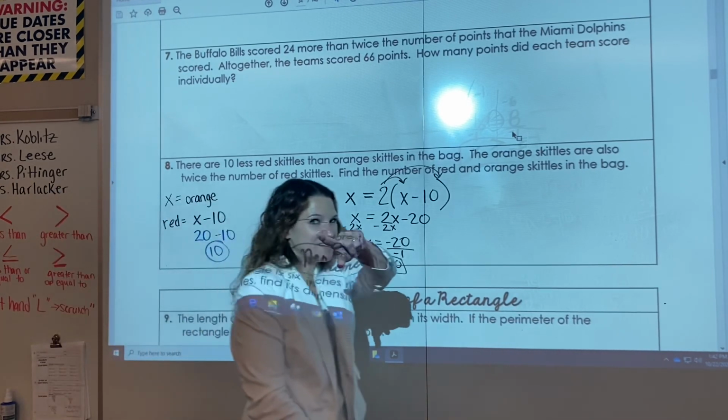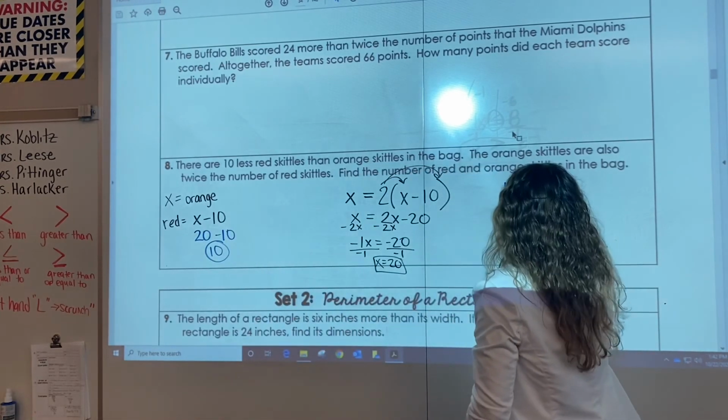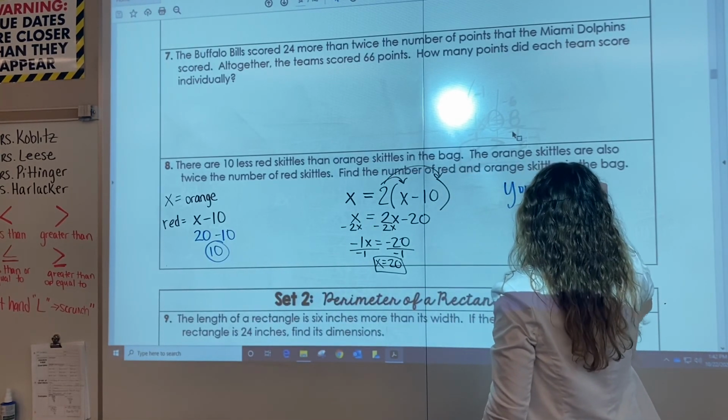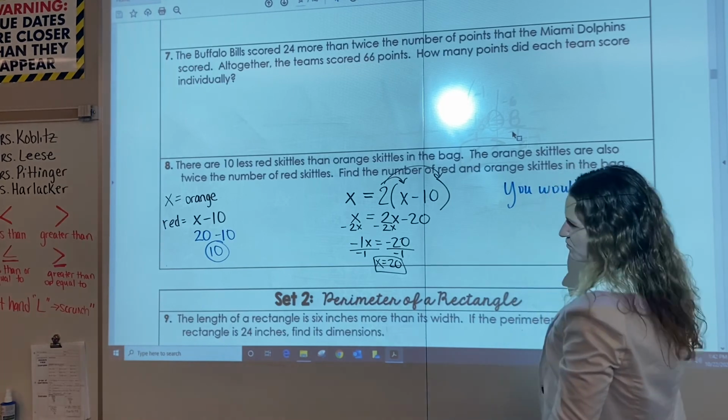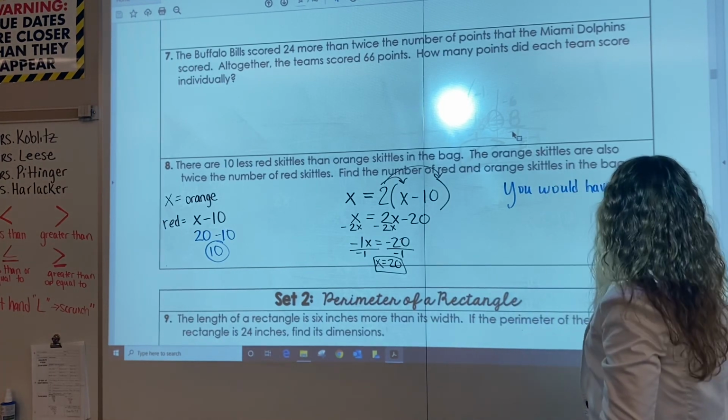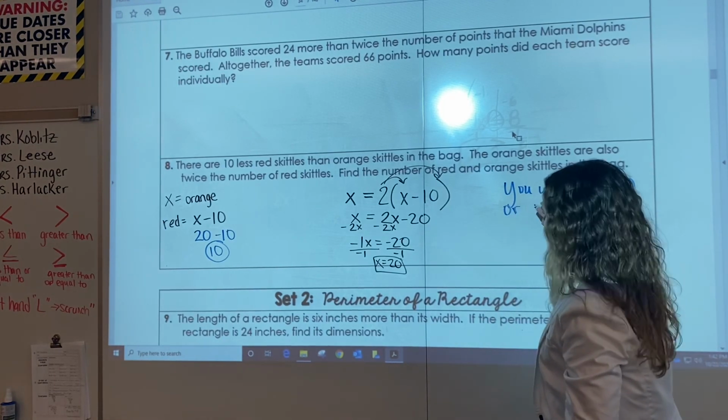Now for my conclusion statement, you would have 20 orange Skittles and 10 red ones.